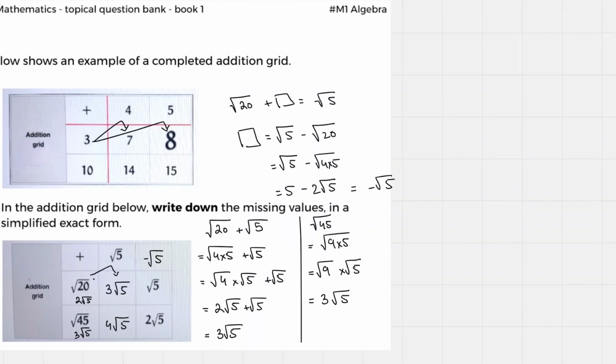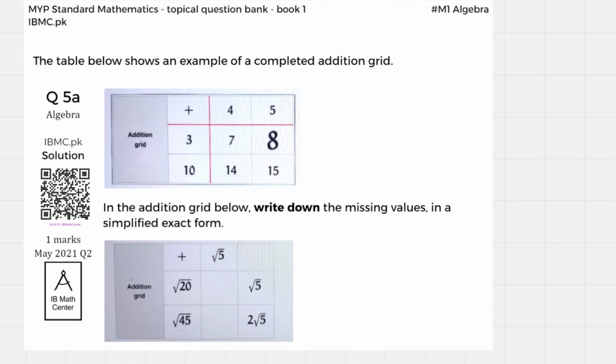And for those who are here to understand the solution, let's begin. So what is happening in this question? The question says the table below shows an example of a completed addition grid. So let's try and decipher this addition grid. We've got numbers here 3, 10, and we've got numbers here 4 and 5.